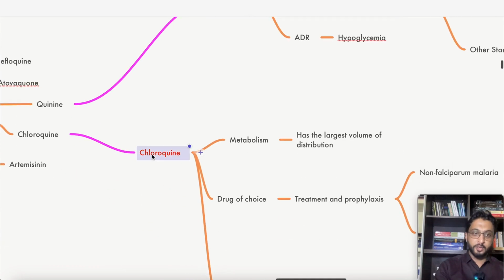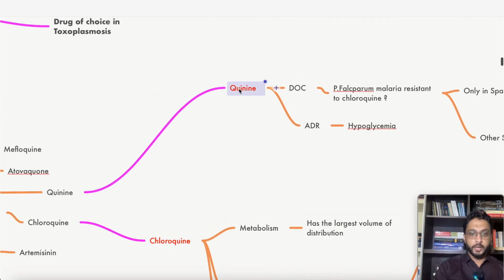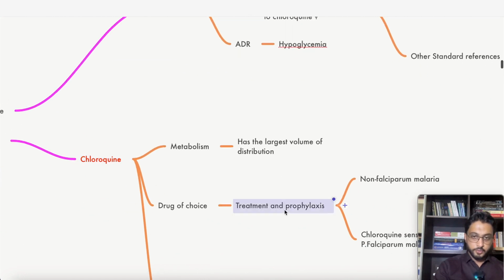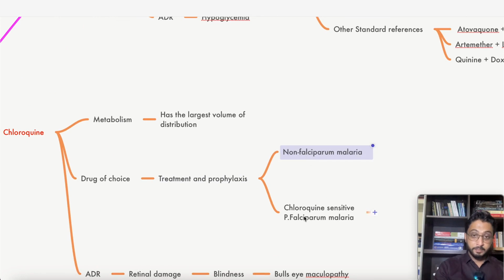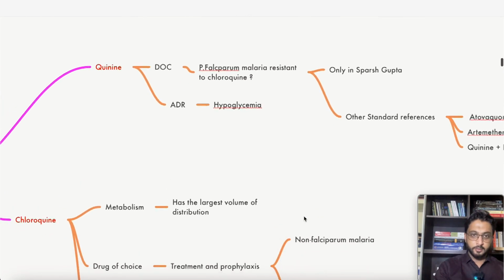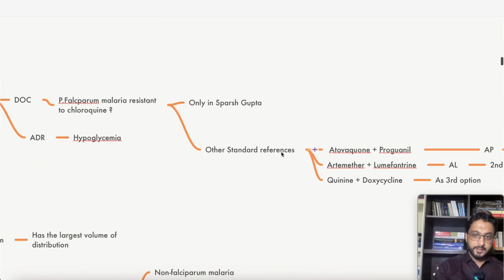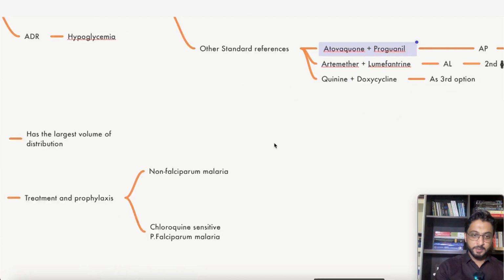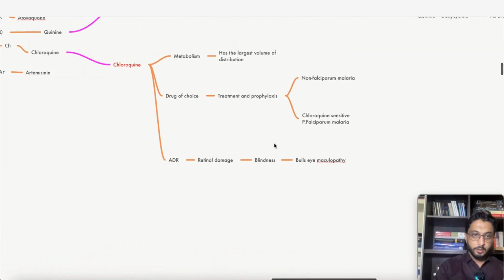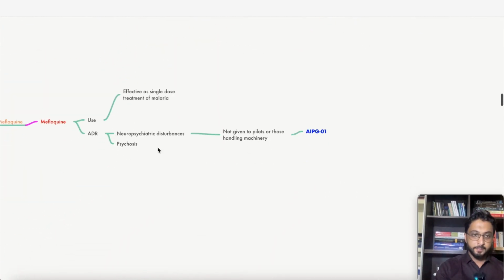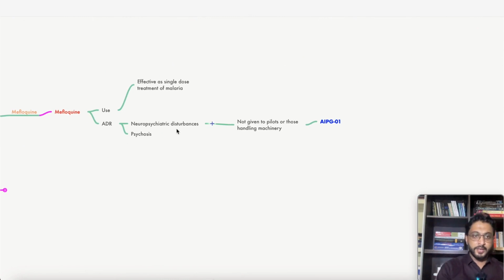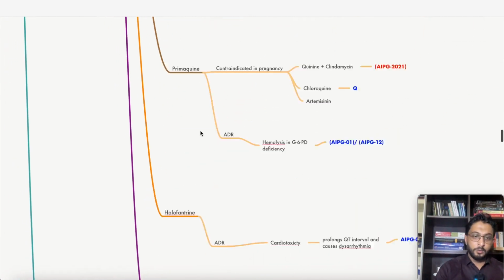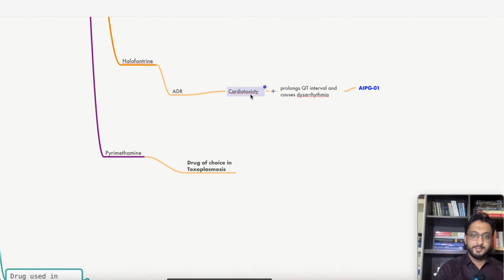But before that, we have to understand chloroquine so that we understand quinine better, because chloroquine is a drug of choice in the falciparum, non-falciparum and falciparum. But if it is not sensitive to chloroquine, you can use quinine as a third drug, but the first one is ACT. So if you can connect like this, it becomes very easy. So that was about your chloroquine and quinine. Then we studied mefloquine, which was the madness drug, which is a psychosis problem. Then halofantrine, causing hole in the heart. Just remember, it's actually not causing hole in the heart. It's causing cardiotoxicity, prolonging QT interval.